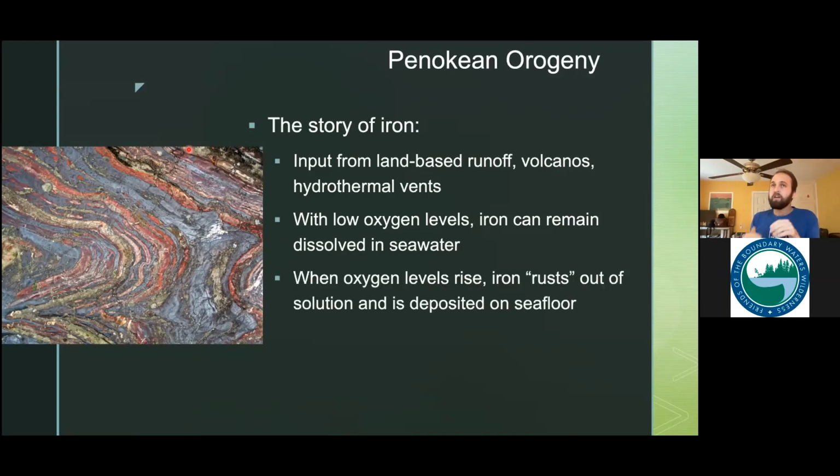But then if something happens and oxygen levels rise, then that iron rusts out and is deposited on the seafloor. And so what we're seeing in these bands of iron versus not iron is that during the time when there's not much iron being deposited, there's not much oxygen in the water. And so the levels of iron in the water build up and build up and build up. And then suddenly you have an influx of oxygen from those early photosynthesizers, and then the iron layer is deposited.